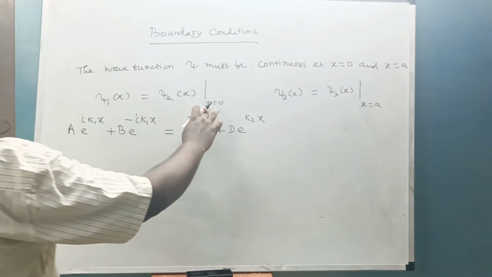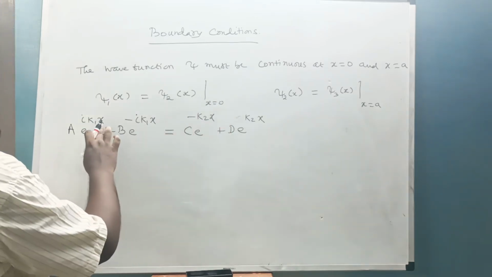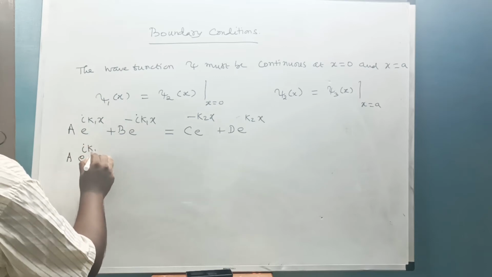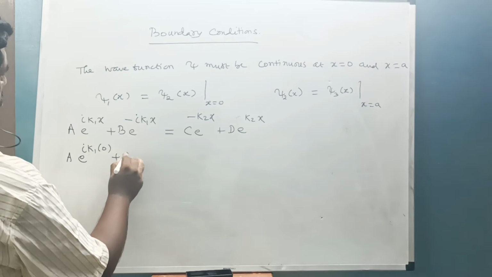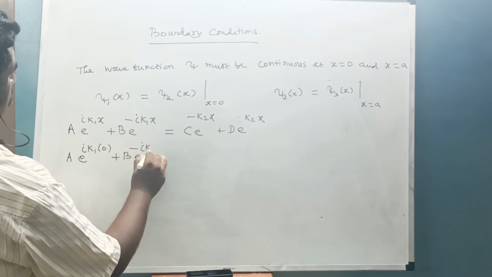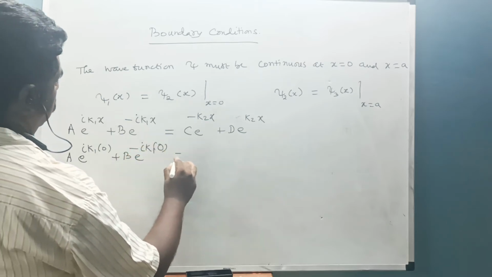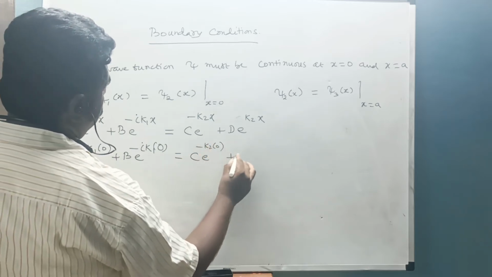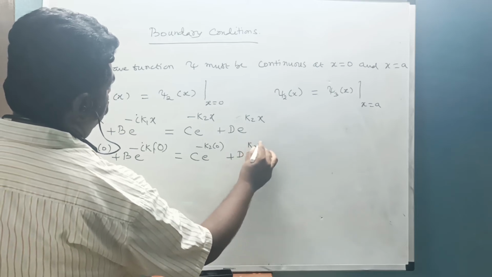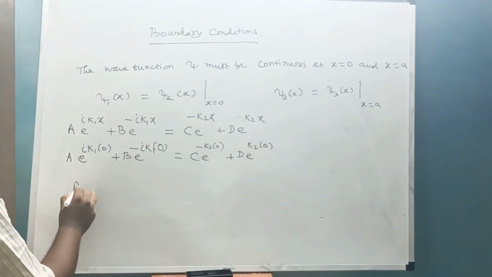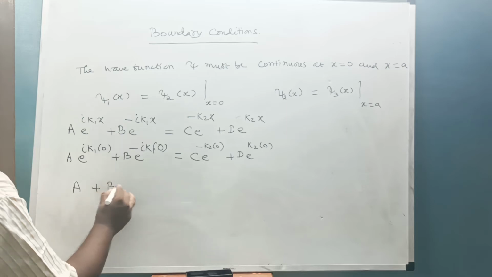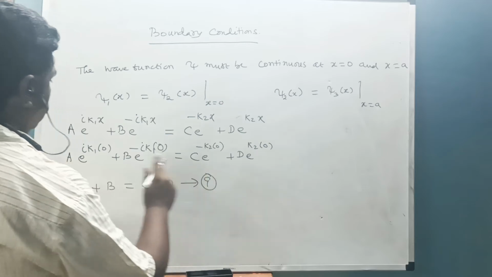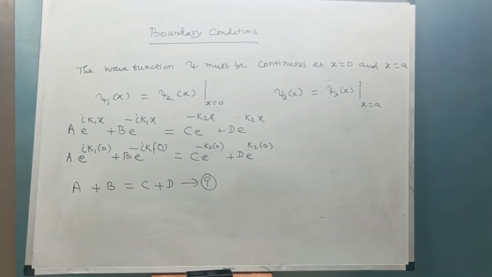Now apply the condition at x equal to 0. If you put x equal to 0, a e^(ik1·0) plus b e^(-ik1·0) is equal to c e^(-k2·0) plus d e^(k2·0). This gives a plus b equal to c plus d. This is equation number 9, because x equal to 0.